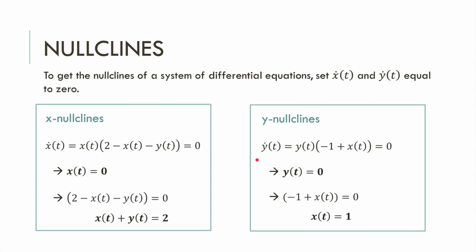To get the y nullclines, we also split the two factors of the other differential equation up into two parts. We can set y of t equal to 0 because we know that everything multiplied with 0 is 0. For the second factor, again, we must do a little addition. We add 1 to come to this equation, x of t equals 1. So now we have 4 nullclines. We have 2 x nullclines and we have 2 y nullclines, all highlighted in bold. Our first task is done. We have analytically determined all nullclines.